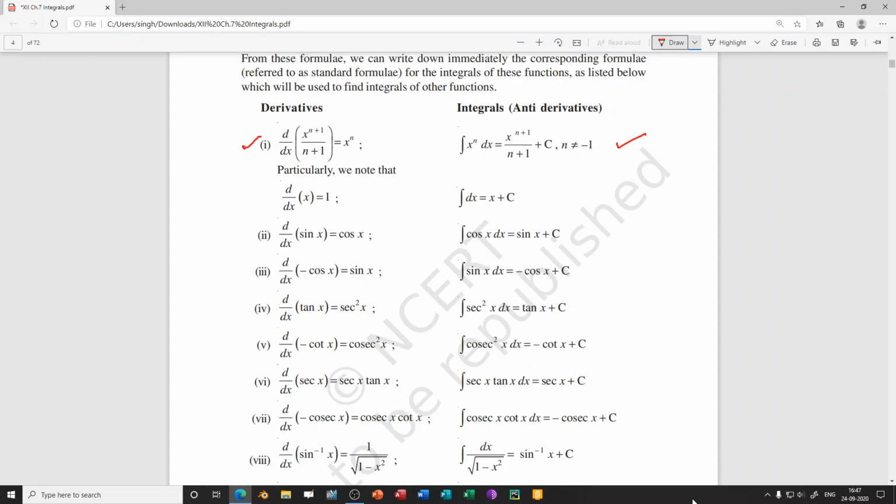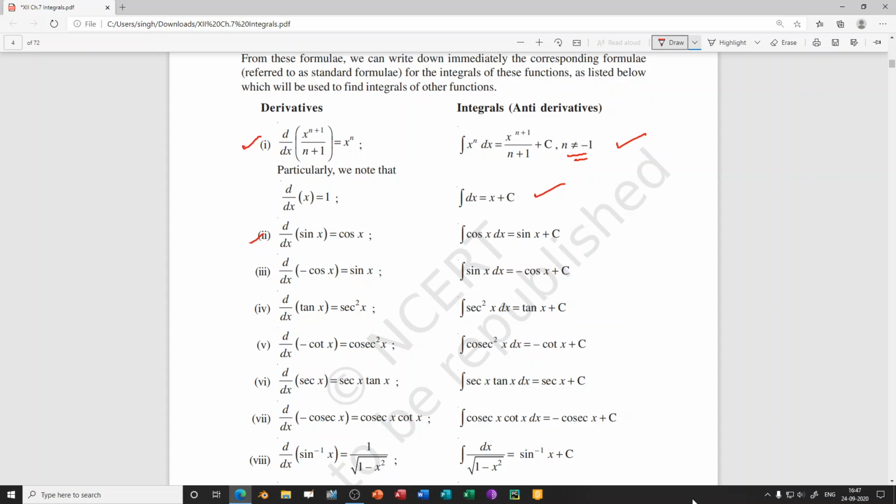Why n is not equal to minus 1? Because if n is equal to minus 1, the denominator will be minus 1 plus 1, which is 0, and that is not possible. In particular, if we differentiate the function x with respect to x, we get 1. So we can say that the integration of dx, or the integration of 1 dx, is equal to x plus c. Same way, let us see the second part of this formula.